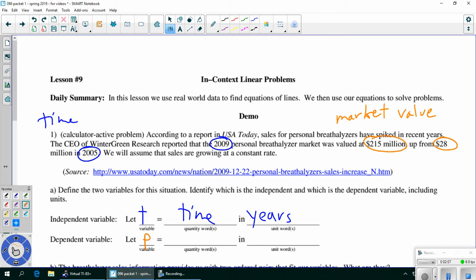So P is equal to market value in, I'm going to leave a little blank space here, I'm going to put dollars over here. Okay, so these are our two variables, time in years and market value in dollars.